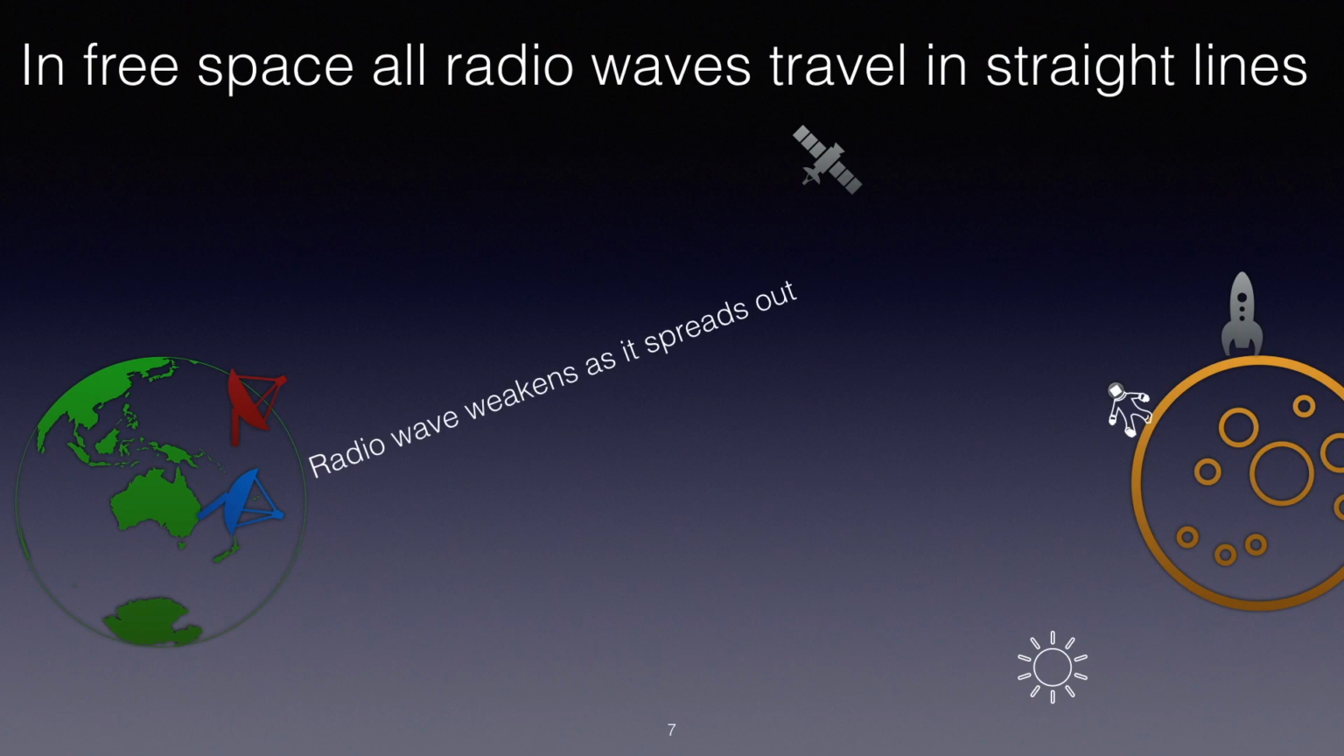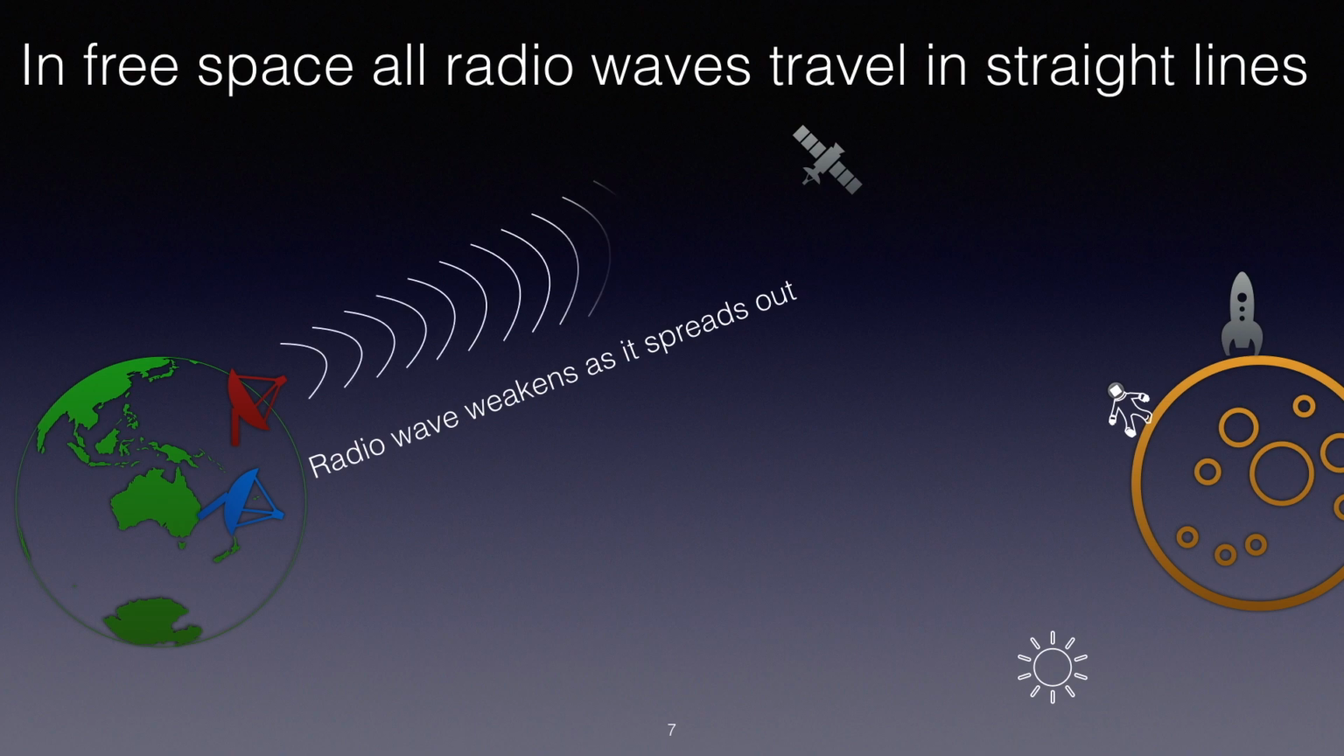So let's get started. First point to note is that in free space, that means without any obstructions or any influence from objects either in the way or nearby, in other words in free space, all radio waves travel in straight lines. So here we have a signal going out from Earth to a satellite, and as it travels out it spreads out, but it doesn't gain any additional power.